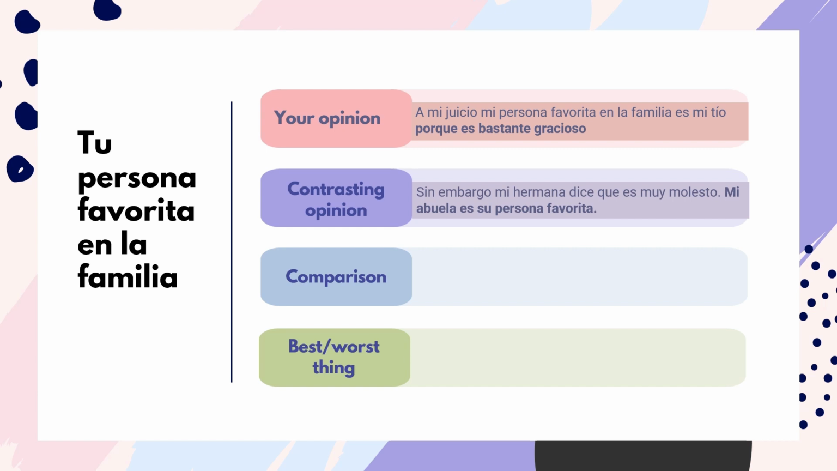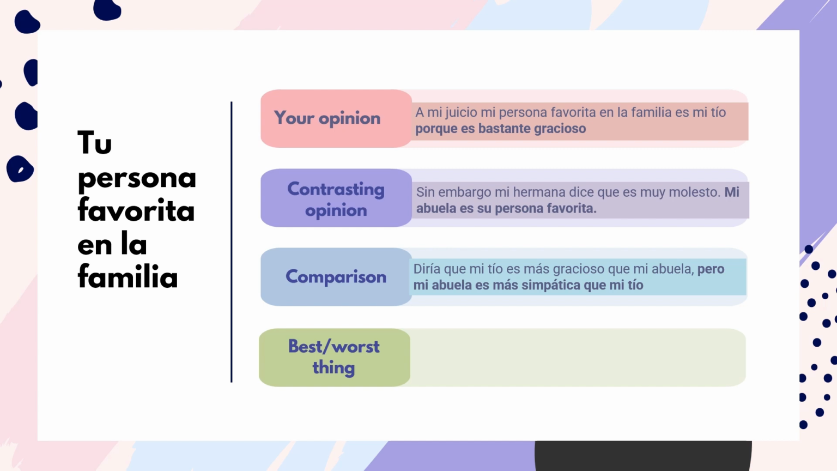Now, step 3, we're going to give a comparison. I would say that my uncle is more funny than my grandma, but my grandma is more kind than my uncle. This is a grammar point that we like to be able to show off that we can use. So pause the video again. Diría que mi tío es más gracioso que mi abuela, pero mi abuela es más simpática que mi tío. Okay, and note my adjectival agreement here. O when I'm talking about mi tío, but a when I'm talking about mi abuela.